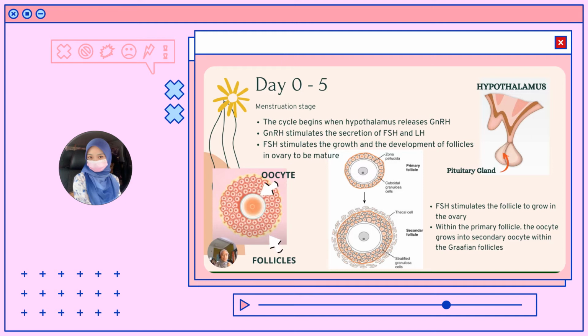The FSH stimulates the growth and development of follicles in the ovary to become mature. FSH stimulates the follicle to grow in the ovary. Within the primary follicle, this is the primary follicle, the oocyte grows into the secondary oocyte within the Graafian follicles. This is the Graafian follicle.